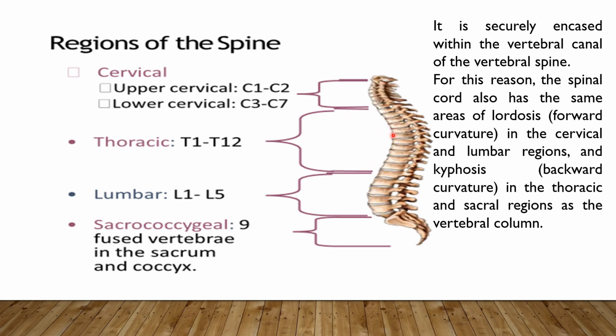This is the kyphosis of the thoracic region. Here is the kyphosis of the sacral region, that is backward curvature. The spinal cord also follows the same curvature as that of the vertebral column since it is within the vertebral canal.